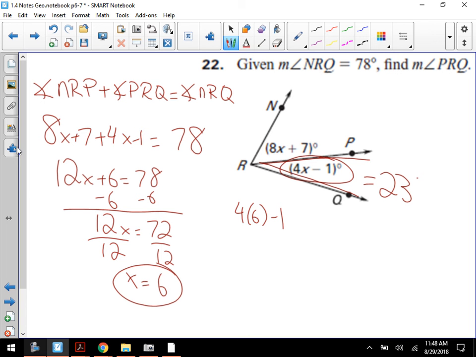Now, if we math this correctly, if I figure out what NRP is, and I add the two together, I should get 78, shouldn't I? All right, well, just for fun, what's 8 times 6? Add 7 to it, and you get 55. And 23 is?